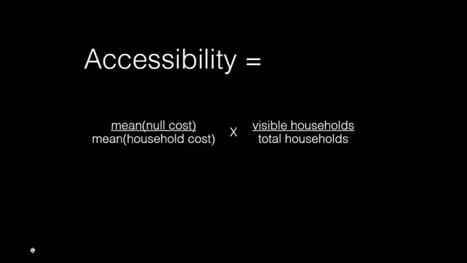The metric will be closer to 1 if the cost of traveling to that feature is low and the proportion of households able to see the feature is large. And the accessibility value will be closer to 0 if the travel cost is high and the visibility proportion is low.